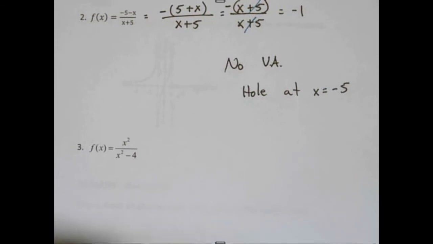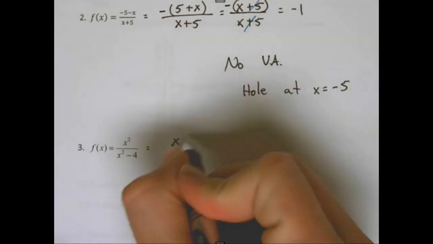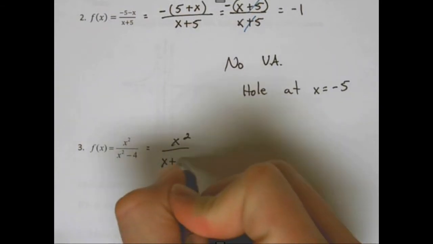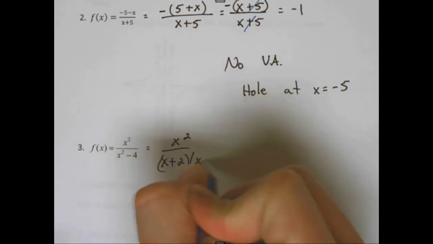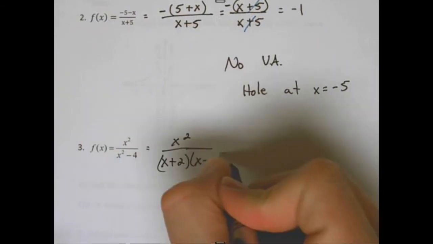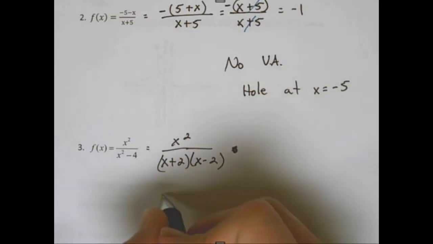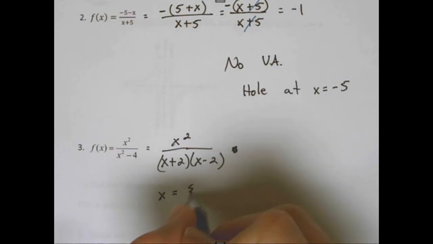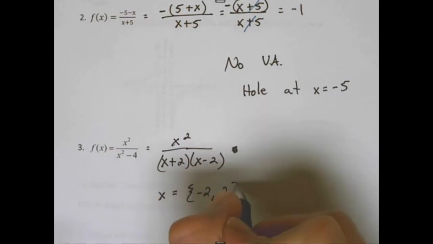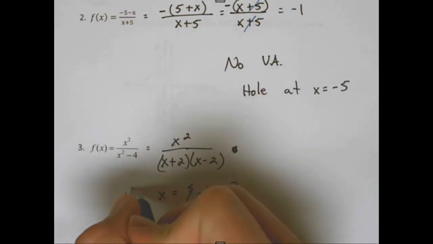Okay, once again, pause the video and try this one. This is a difference of two squares. So you have x plus 2 and x minus 2. Set both of those equal to 0, and you get x is equal to -2 and +2 for your vertical asymptotes.